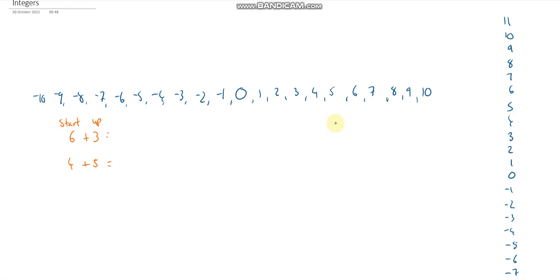It's the exact same rule with negative numbers. So if I start on negative 3 and I want to add 4, or I've got negative 6 and I want to add 9, we start on those numbers and we go up by that amount. Okay, so we start here and we go up that amount.